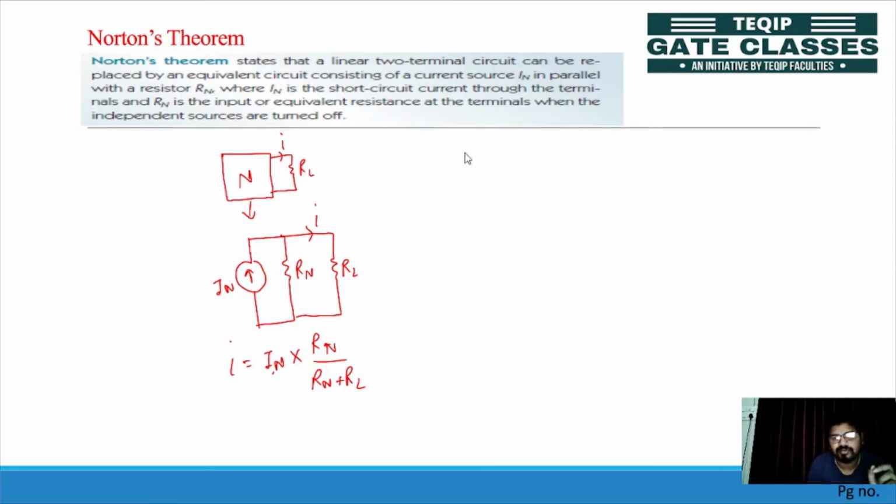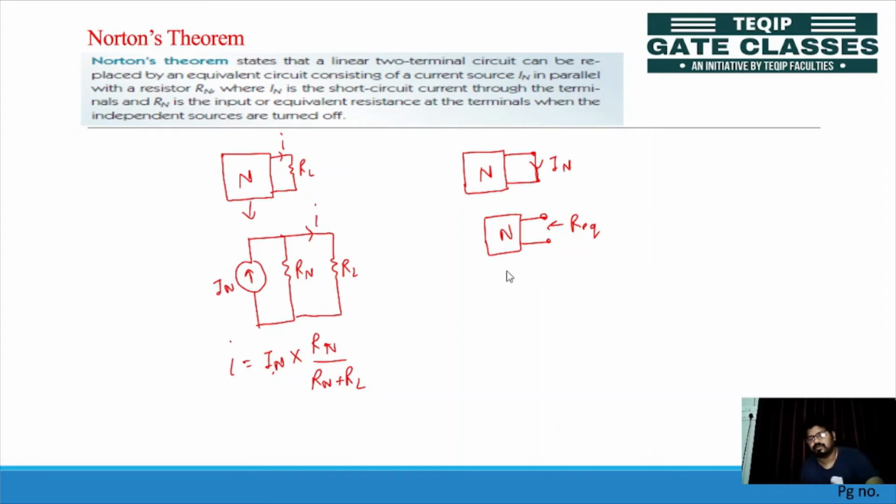Okay, like in Thevenin you have calculated VTH, that was an open circuit voltage. Now what you have to do, you have to just open this terminal, the load one, and then short that terminal and find current in that terminal, and that will be your Norton current. Okay, and Rn is the same as Thevenin resistance. You have to just open the terminal, the load, and you have to find R equivalent with all independent sources turned off.